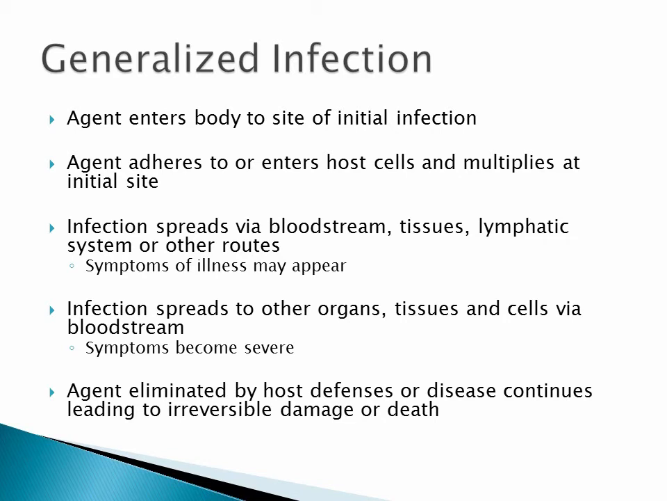Generalized infection is when the agent enters the body, adheres to or enters the host cells and multiplies at the initial site. Infection spreads through the bloodstream, tissues, lymphatic system, or other routes, and this is when symptoms can start to appear. The infection spreads to other organs, tissues, and cells through the bloodstream, and this is when symptoms can become even more severe. Then the agent is eliminated by host defenses, our immune system fights it off, or the disease continues, leading to irreversible damage or even death of the host. And that's for generalized infections.